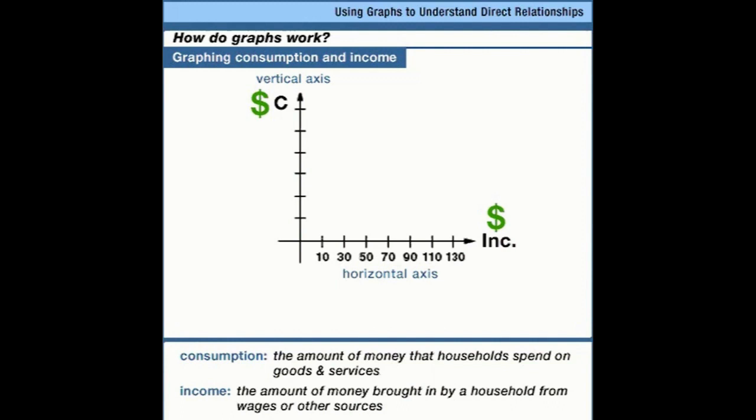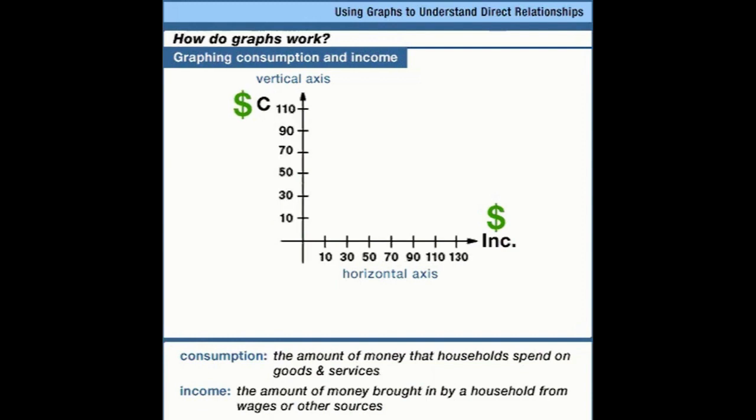Here's $50,000 in annual consumption spending. Here's 70. Here's 90. Here's 110. And just let the numbers go on up. Now, what I do in this space, now that I've created it, is I can represent information about consumption spending.